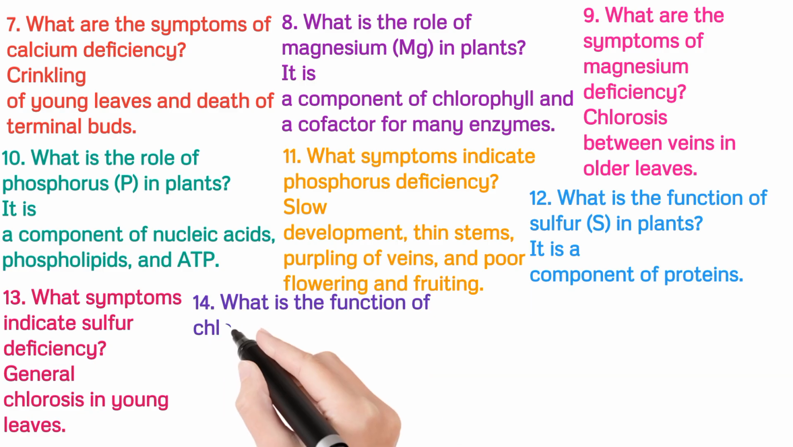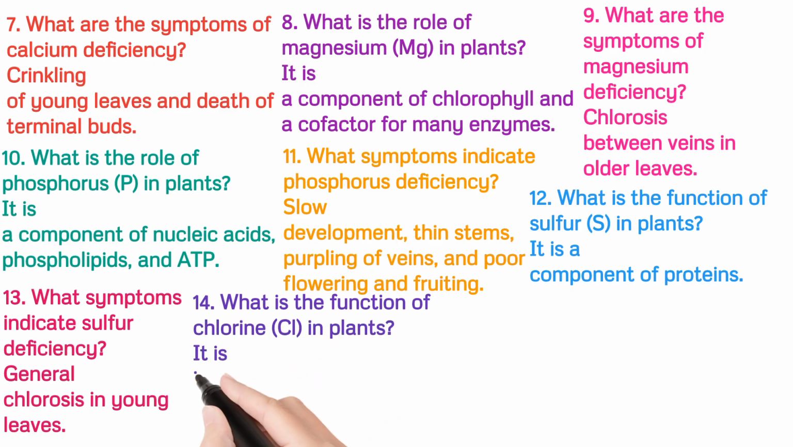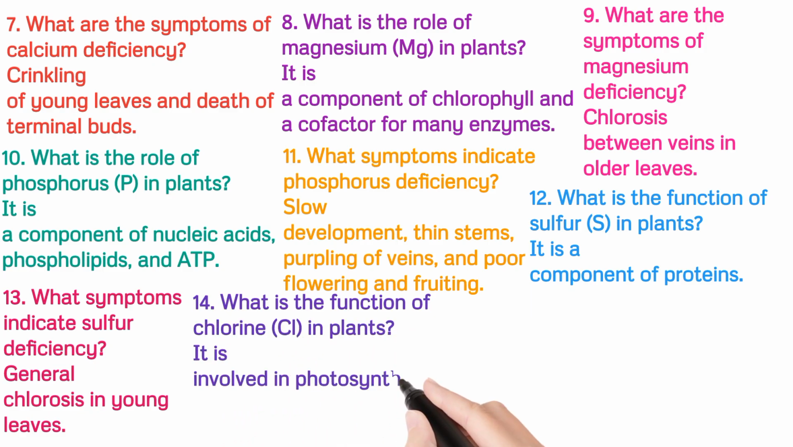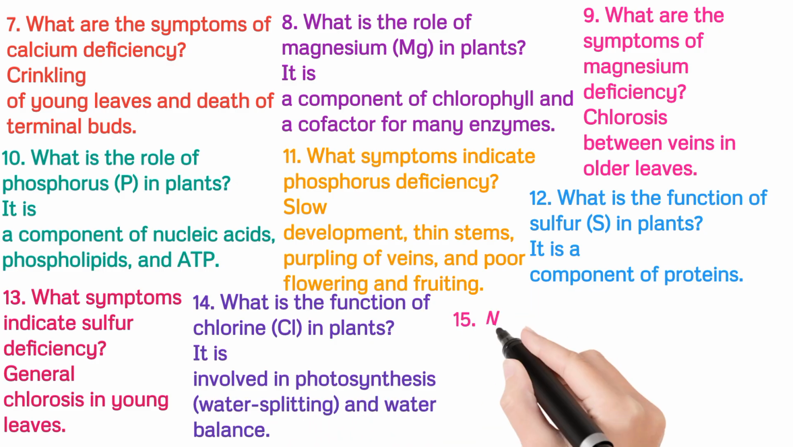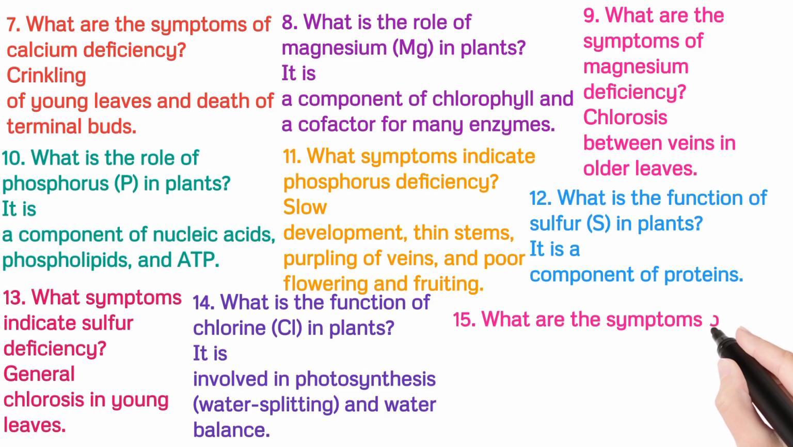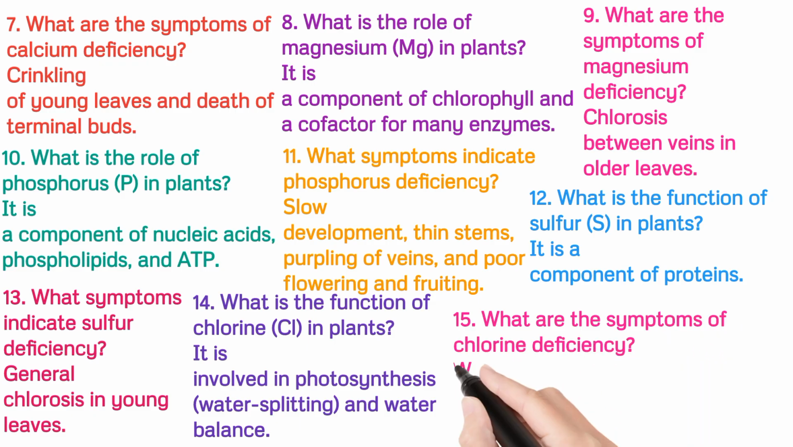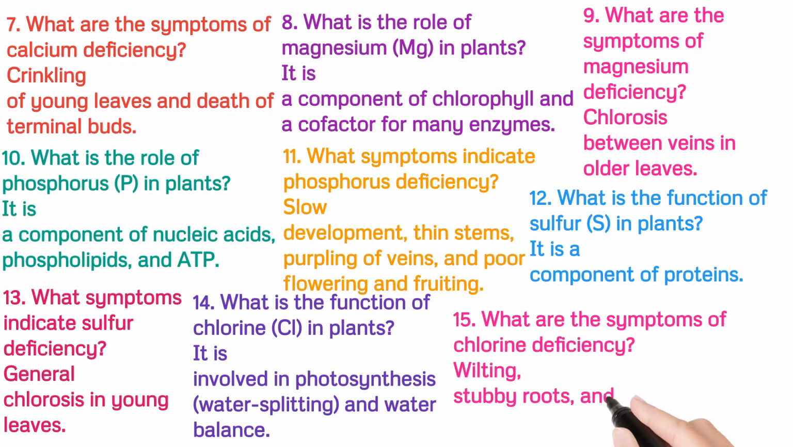Micronutrients. 14. What is the function of chlorine in plants? It is involved in photosynthesis, water splitting, and water balance. 15. What are the symptoms of chlorine deficiency? Wilting, stubby roots, and leaf mottling.